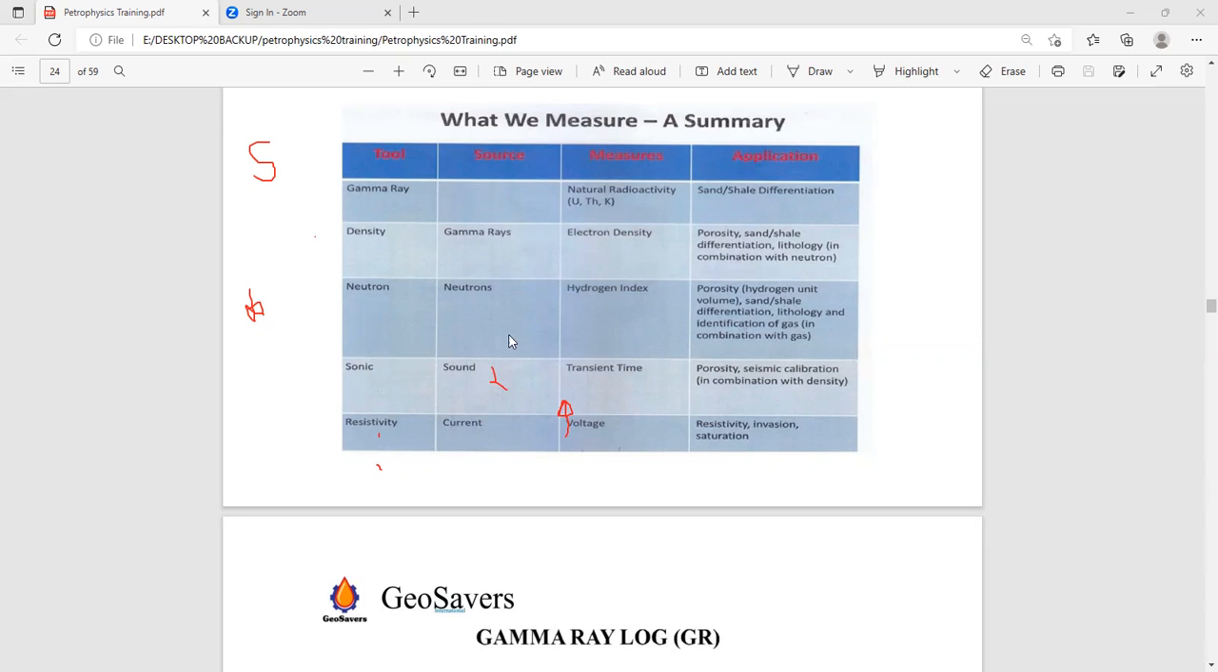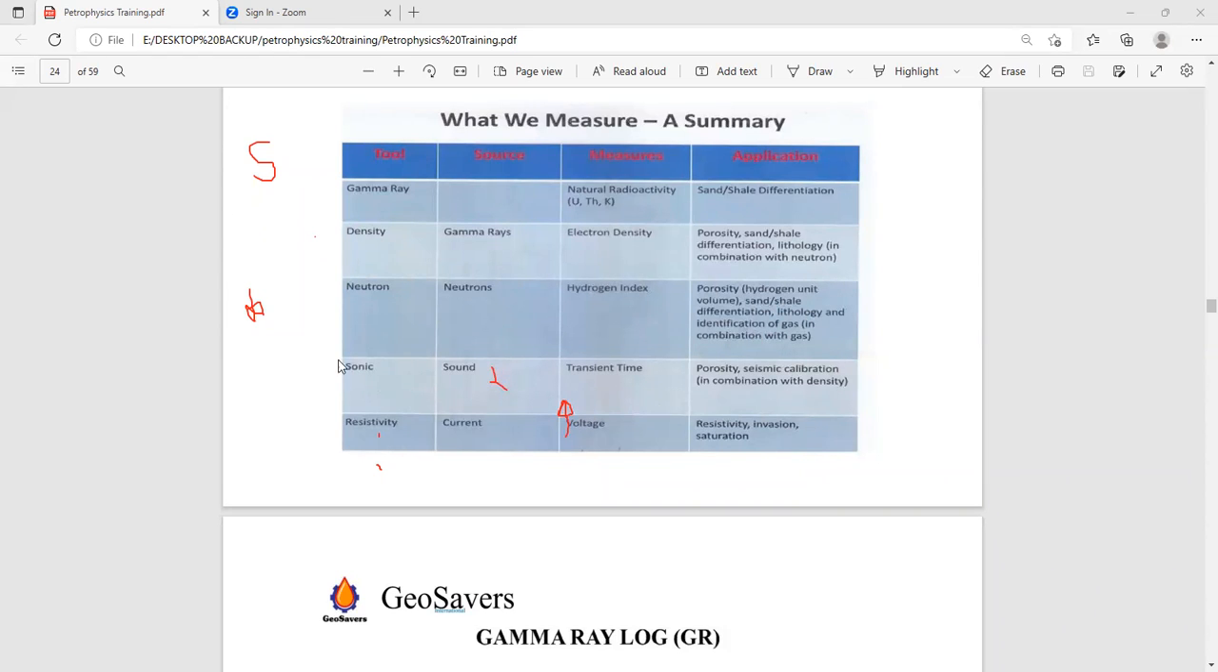So the neutron log, what does it measure? What source does it take first? You have to emit high energy neutrons into the formation. And these high energy neutrons collide with hydrogen mostly. I'm going to come to that, so let me not talk more on that. So it measures the hydrogen effects. It measures the hydrogen index of that formation. So it's a measure of what? Porosity. It can also be used to differentiate between sand and shale, and between gas, oil, water, and all of that.